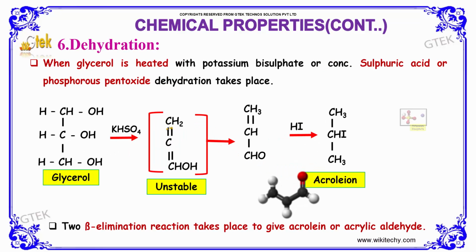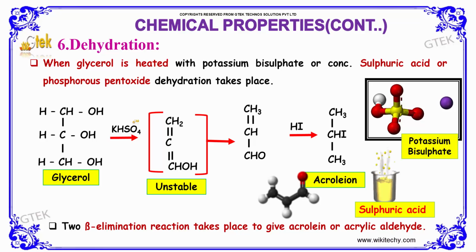The sixth important chemical property is about dehydration. When glycerol is heated with potassium bisulfate or concentrated sulfuric acid or even phosphorus pentoxide, dehydration takes place. On addition of KHSO4, that is potassium bisulfate, glycerol forms an unstable intermediate.